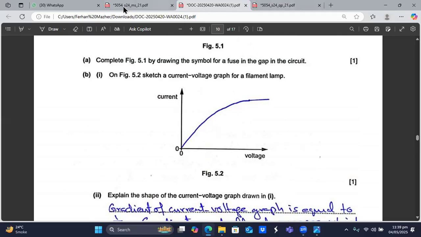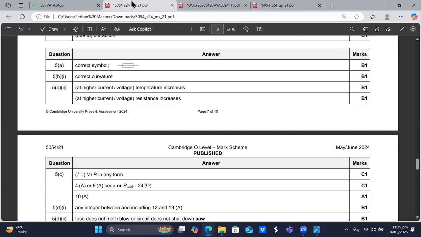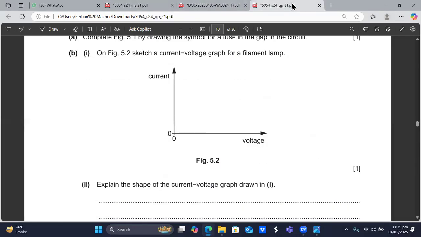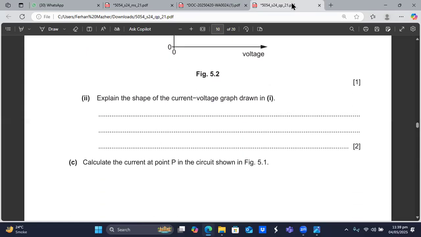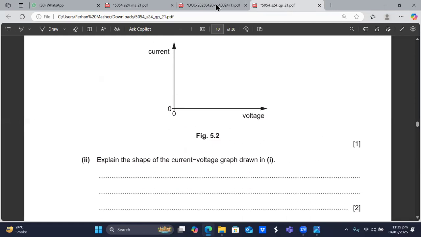This is a very famous diagram. These graphs are also present in your textbook. Okay, so here we go. We are going to the next part. Question number 5B, second part: explain the shape of the current voltage graph drawn in the figure. It's a 2 marks question.